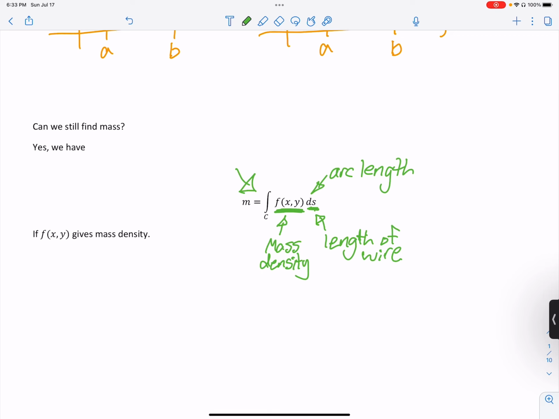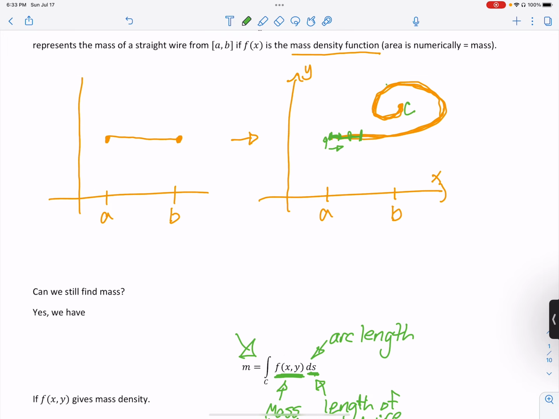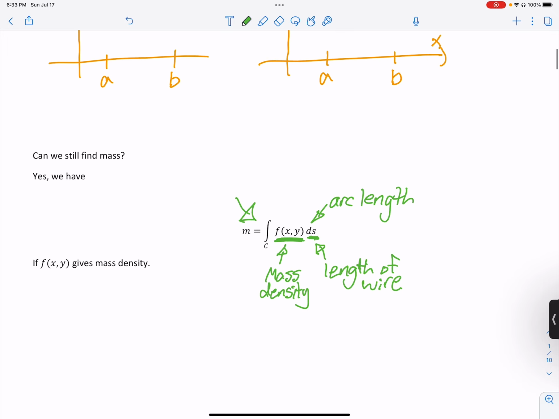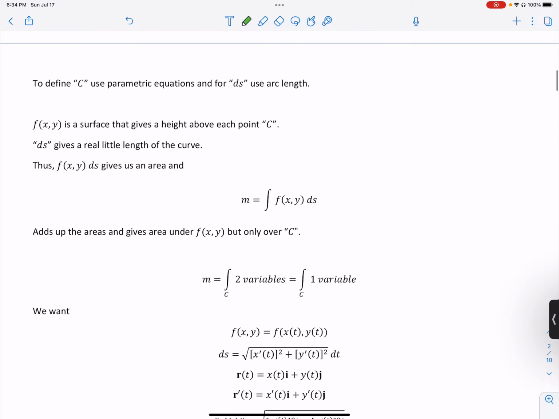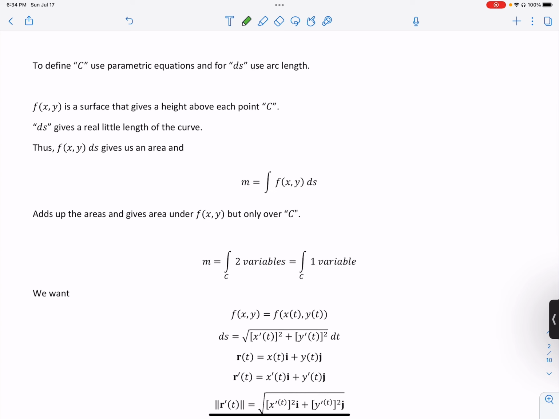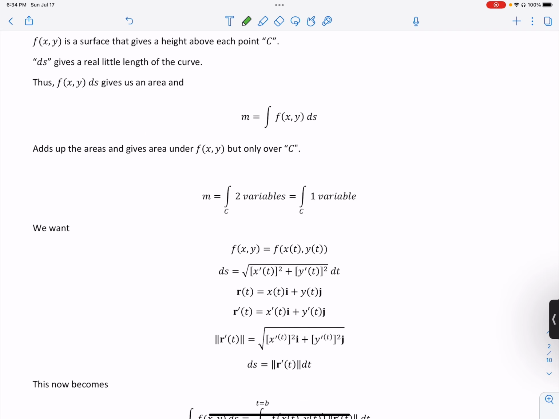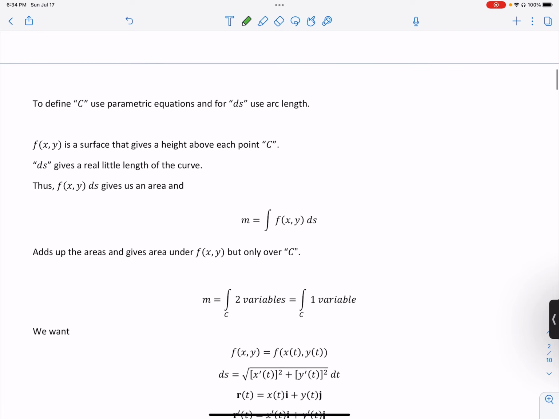So we have this integral over some curve C. This would be our C. That's the path, while this is the function in space. C is the path we're walking on. The function inside the integrand is the function we are dealing with, or it's giving the density of a wire, if that's what we're talking about. We're going to work on this integral. We're going to define C using parametric equations for ds using arc length. What that means, okay, let's work through this. f of x, y is a surface that gives a height above each point on C. So we have some curve C, right?